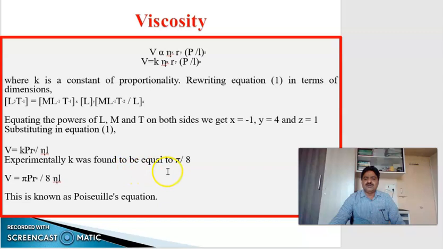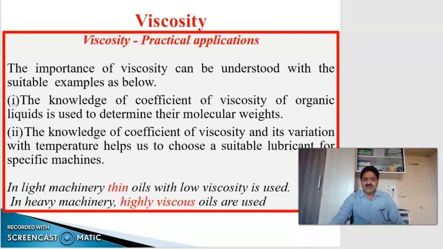Experimentally, K was found to be equal to pi by 8. Therefore, V is equal to P pi r raised to 4 upon 8 eta L. This is known as Poiseuille's equation. This is said to be what? Poiseuille's equation. Then what are the practical applications of viscosity?